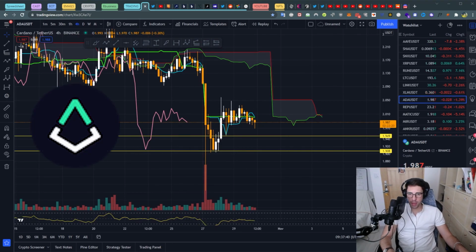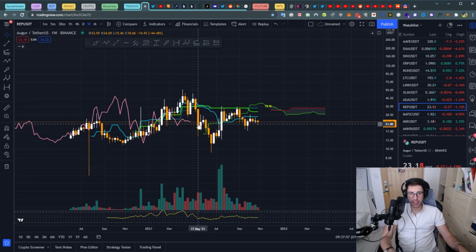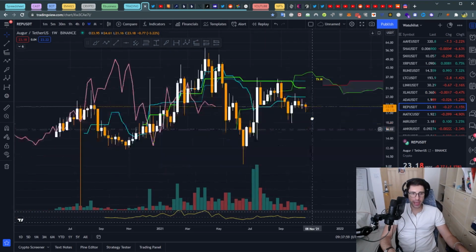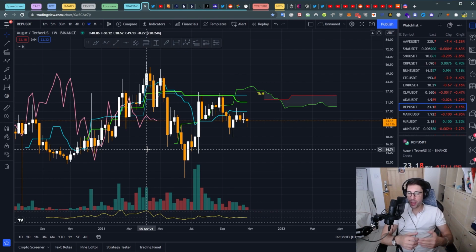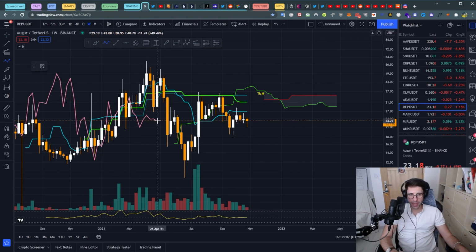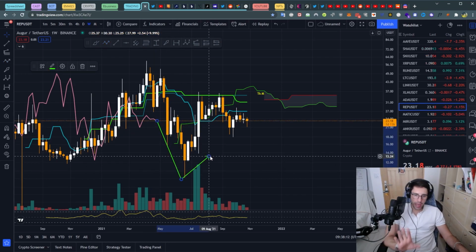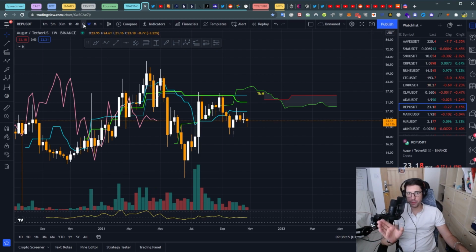So yeah, that's it for ADA. Let's move on. REP. So REP is heading toward this massive candle. So once again, as I'll explain, we have to look at the easiest way for the candle to move, and the easiest way for the candle to move right away, looking at this, is to go bearish. So from this point of view, at this time frame, the weekly time frame should go bearish. So I can expect this to go bearish in the near future.